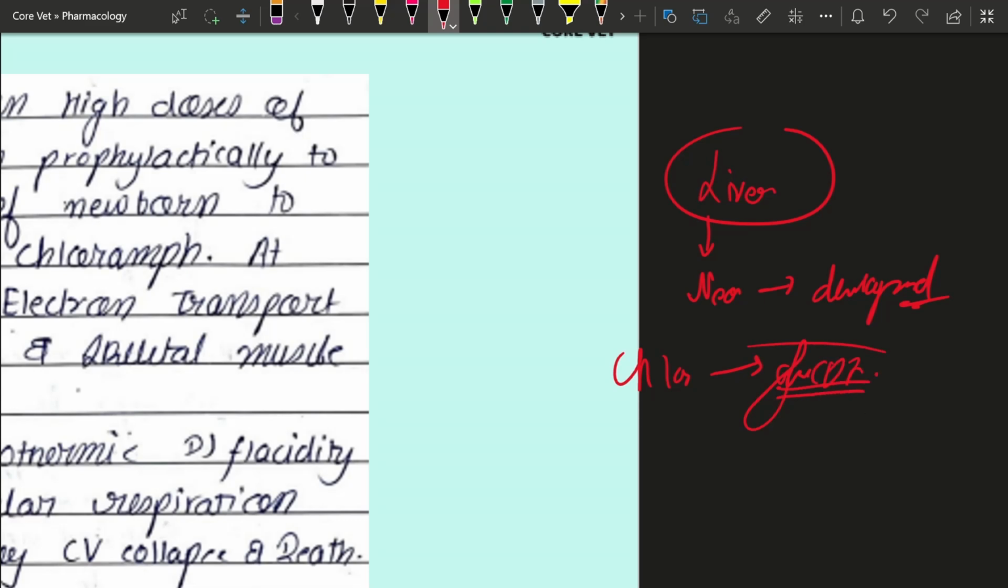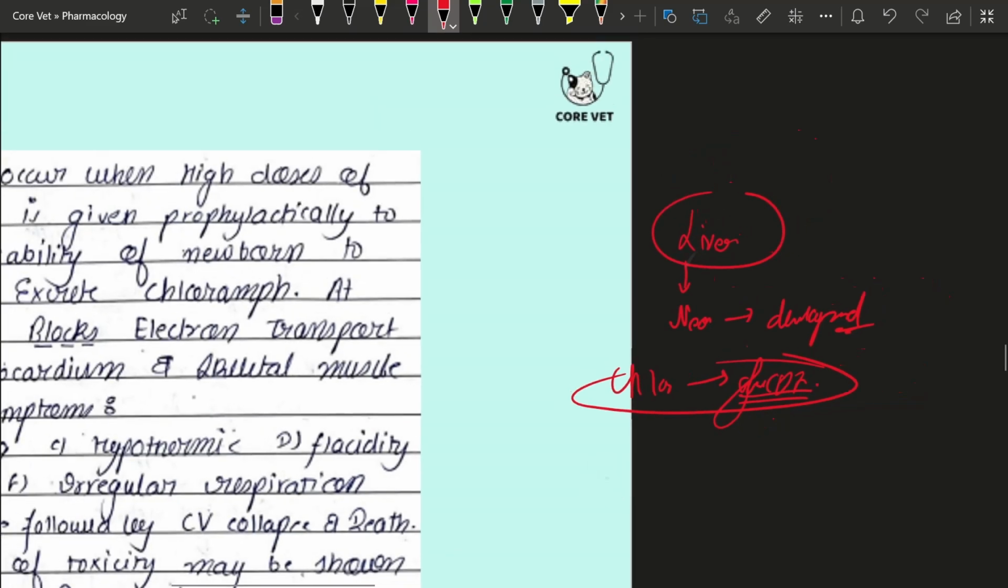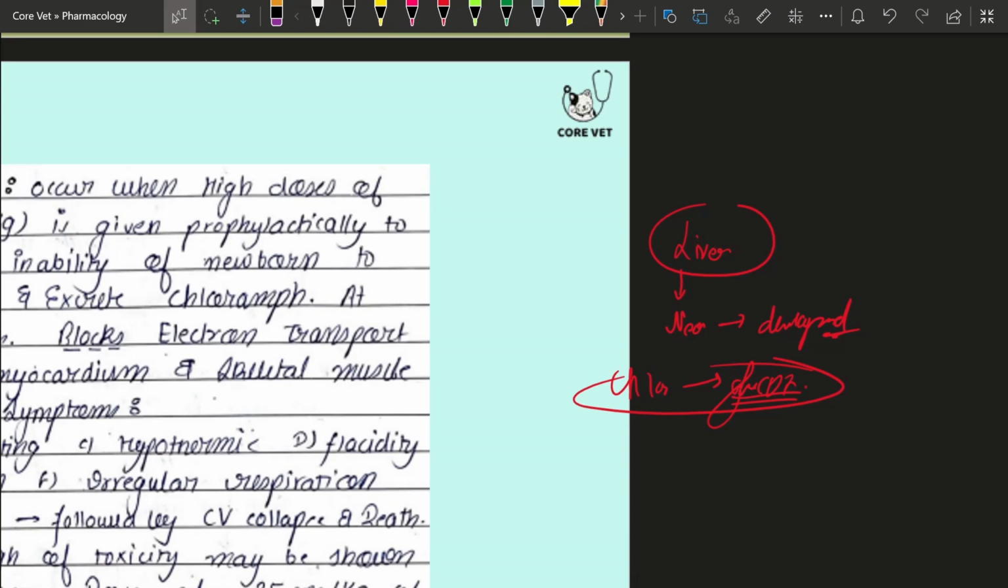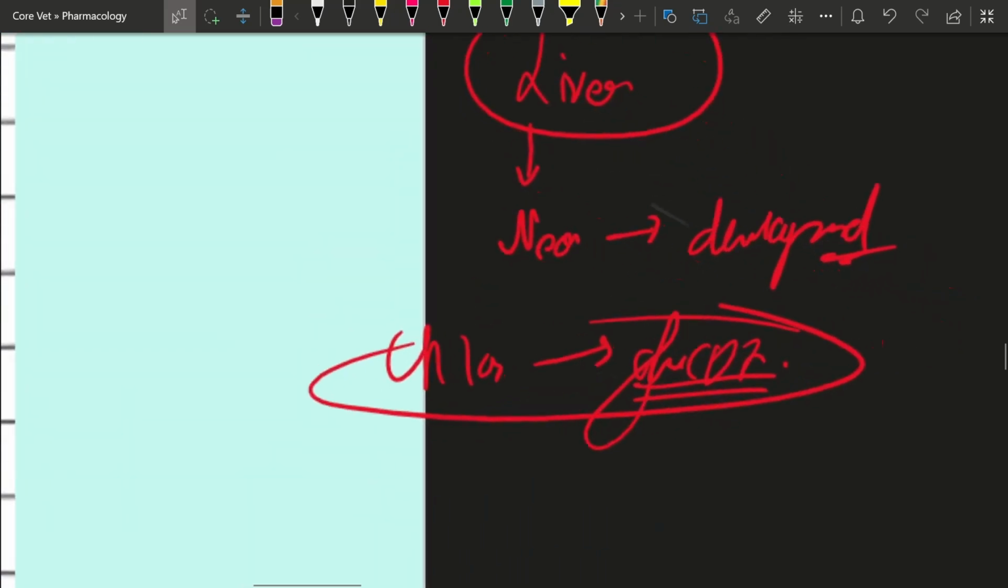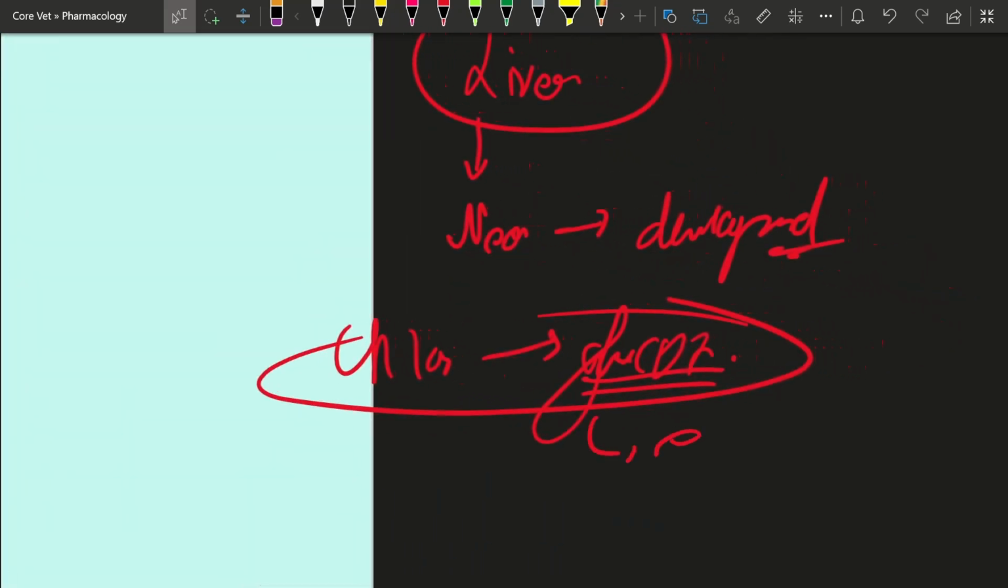The glucuronidation is essential for the chloramphenicol excretion, right? Because the liver is not that much developed in the case of the neonates, so the glucuronidation or the metabolism of the chloramphenicol is not that adequate. So what it will lead to? It will lead to the inhibition of the ETS, meaning the electron transport chain, or electron transport system, right?